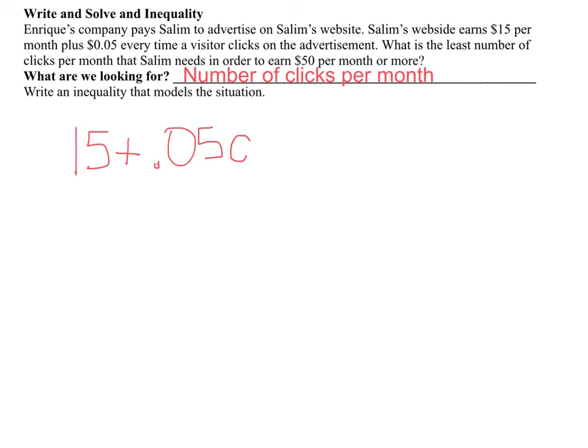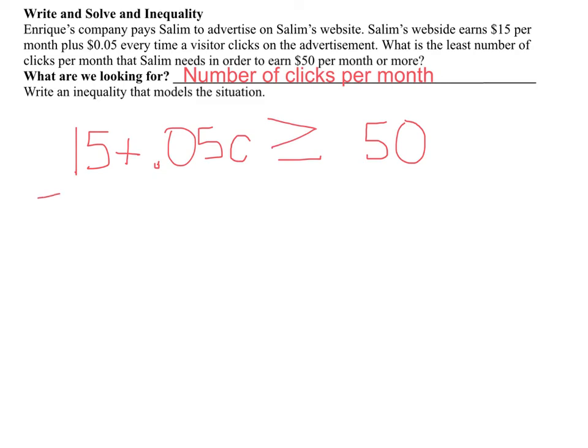And then it says, what is the least number of clicks per month that Salem needs in order to earn $50 per month or more? So $50 is what we want it to equal. We want this amount to be either equal to 50, or we want this amount to be greater than 50. They want to make sure they're making $50. So we're going to say is greater than or equal to 50.